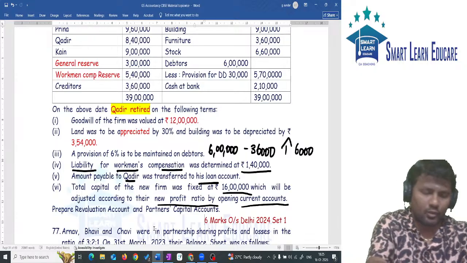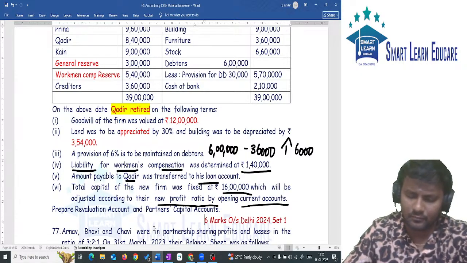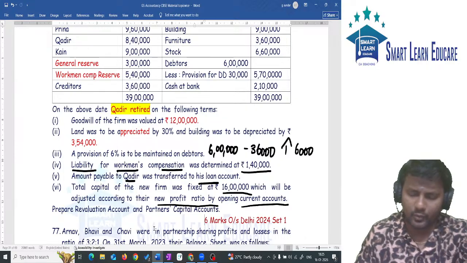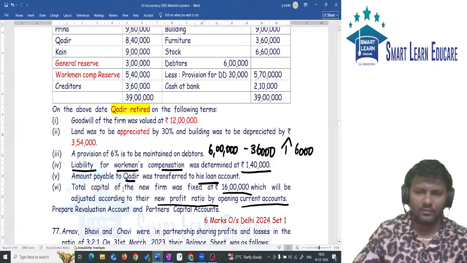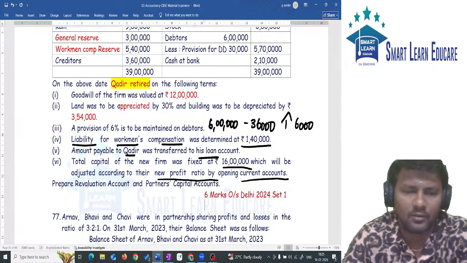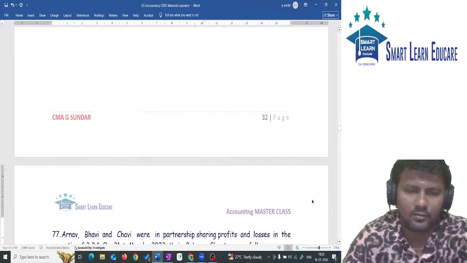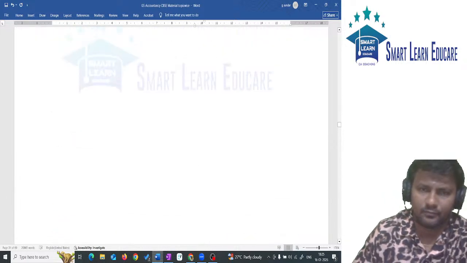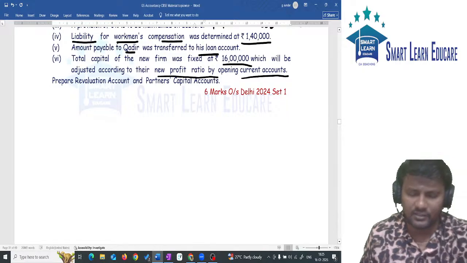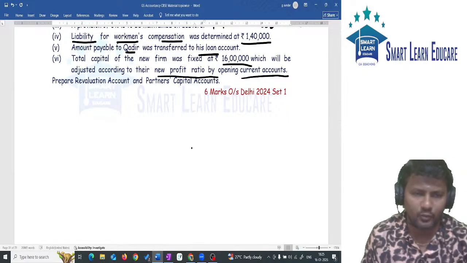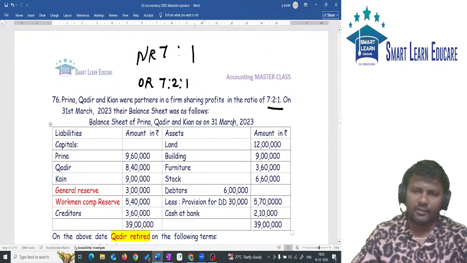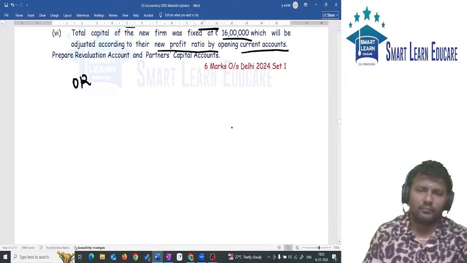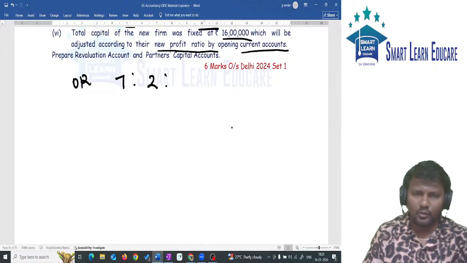Someone told the answer: 12,22,000 loan account. Let's check the answer. First step is calculation of ratio. What is the old ratio? 7:2:1. What is the new ratio?